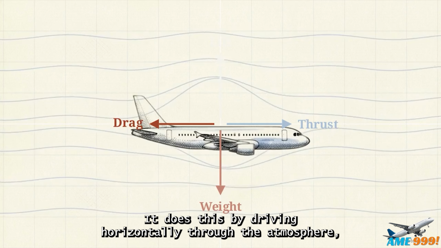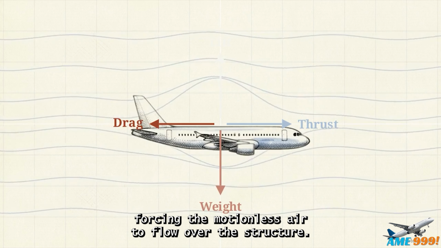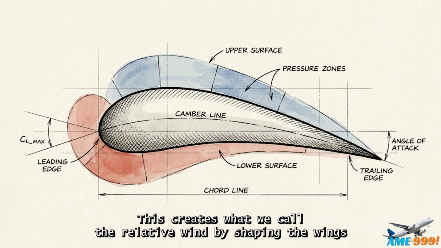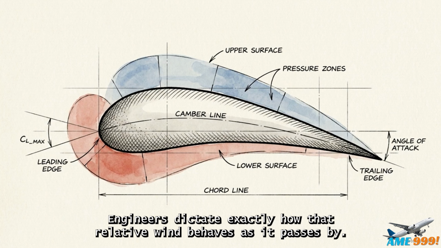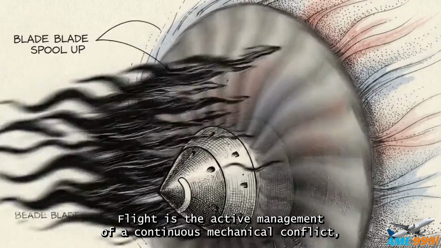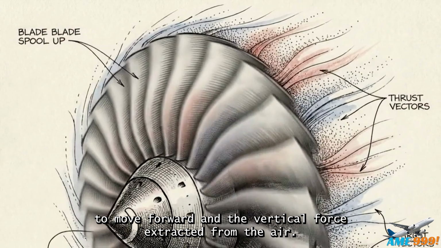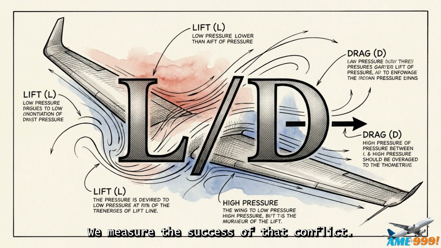It does this by driving horizontally through the atmosphere, forcing the motionless air to flow over the structure. This creates what we call the relative wind. By shaping the wings into precise geometric profiles known as airfoils, engineers dictate exactly how that relative wind behaves as it passes by. Flight is the active management of a continuous mechanical conflict, a physical war between the energy expended to move forward and the vertical force extracted from the air. We measure the success of that conflict using the lift-to-drag ratio.